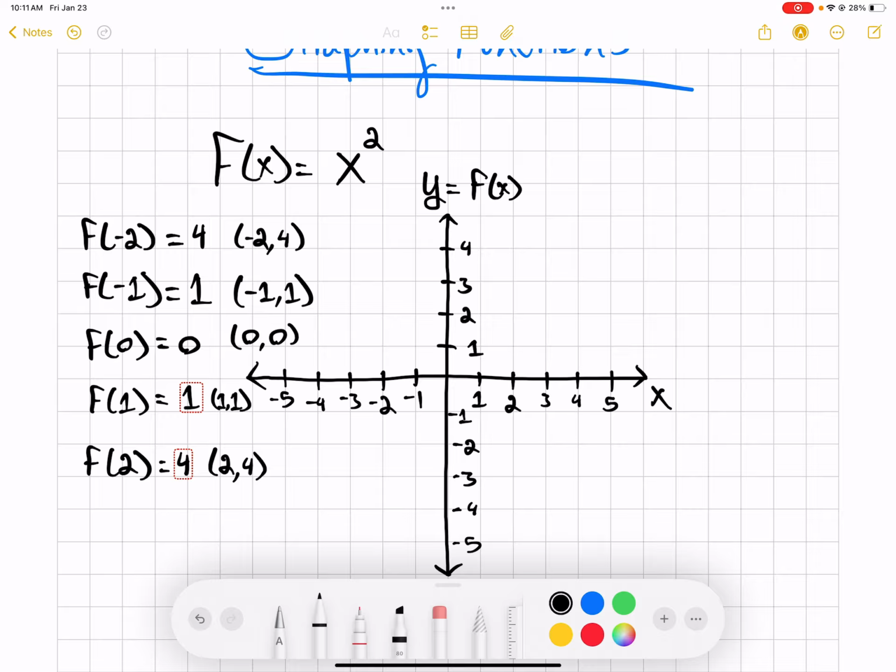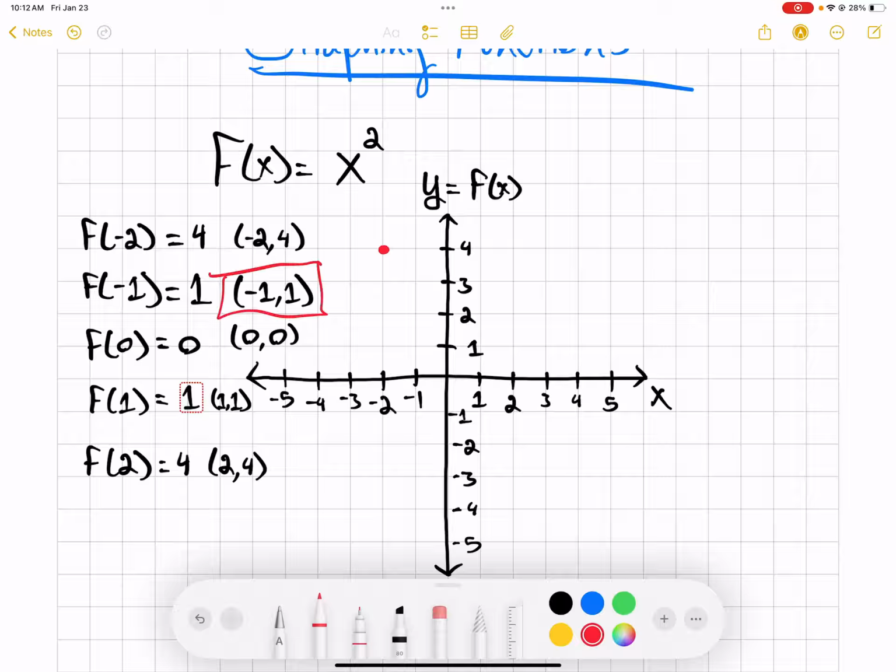So I'm going to graph this one first. I'll do it in a different color. I'll graph it in red. So I'll graph this coordinate point, the point (negative 2, 4). So negative 2, this is the point where x is at negative 2. And then I'm going to go up to where y is 4. And so this is the point (negative 2, 4). When x is negative 2, y is 4. Okay, that's one point graphed.